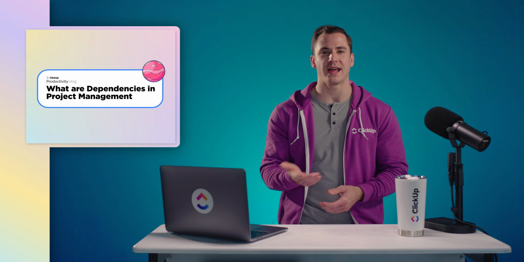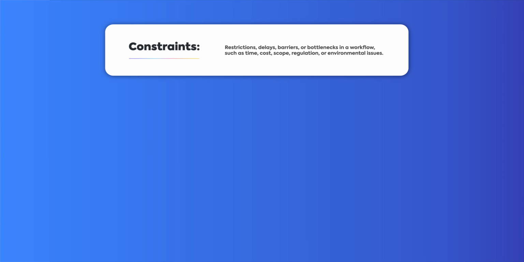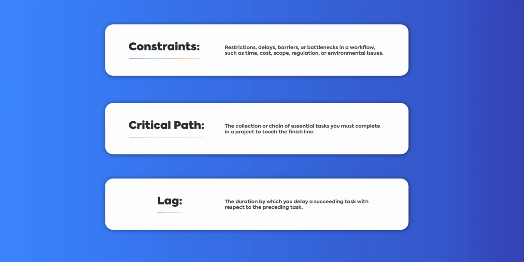Now, before we get into how to manage dependencies, we must first cover the 4 key dependency-related terms: constraint, critical path, lag, and lead. Constraints are restrictions, delays, barriers, or bottlenecks in a workflow, such as time, cost, scope, regulation, or environmental issues. Critical path is the collection or chain of essential tasks you must complete in a project to touch the finish line.